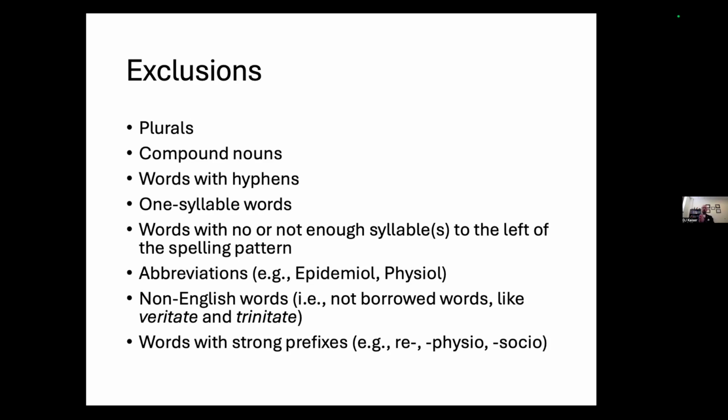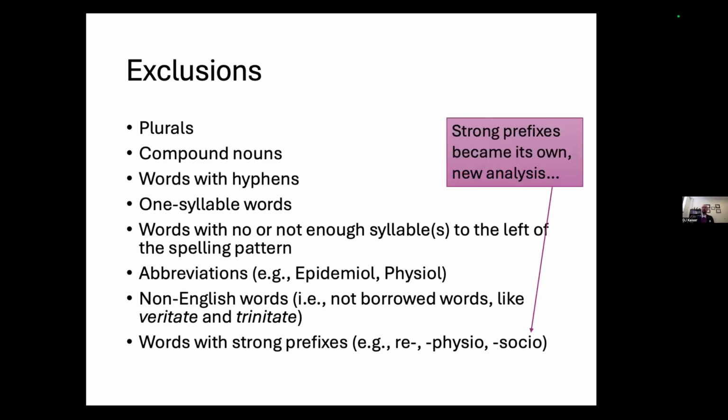So with these words, especially when we've got one back and two back, you need syllables that are one or two to the left of that in order for the rule to work. So if there weren't enough syllables, those did get excluded. I also excluded abbreviations. So abbreviations for epidemiology and physiology. So these came up more than 100 times, and I had to address that. And then there were non-English words that came up that weren't borrowed words, such as these Latin words veritate, trinitate, and then words with strong prefixes.